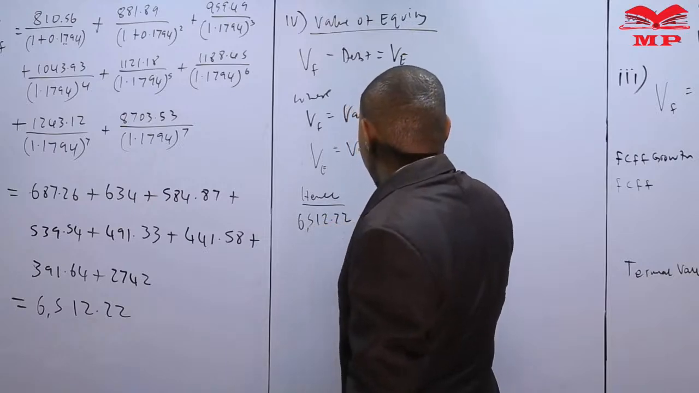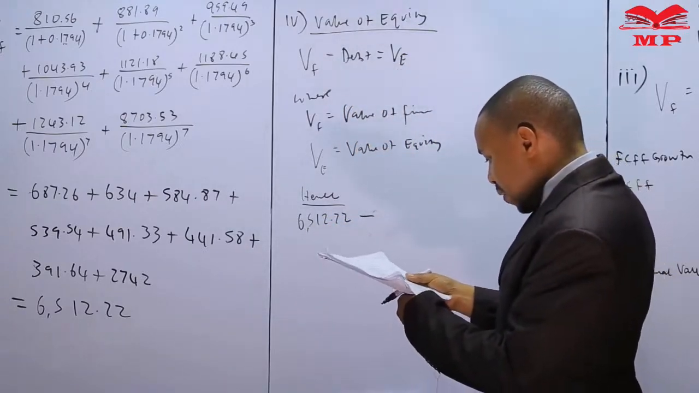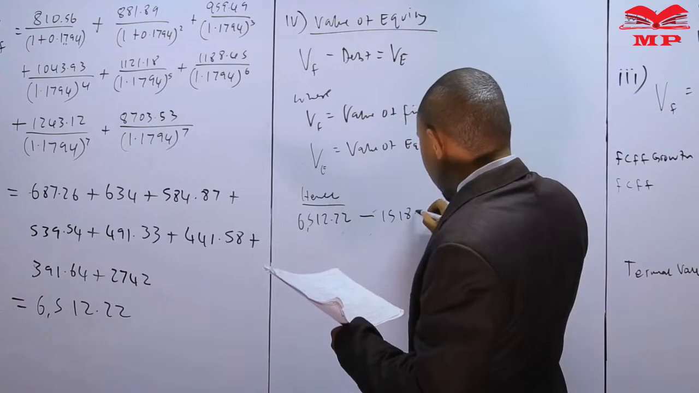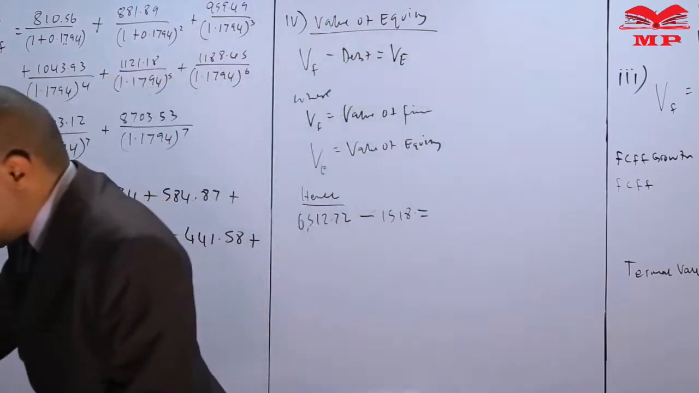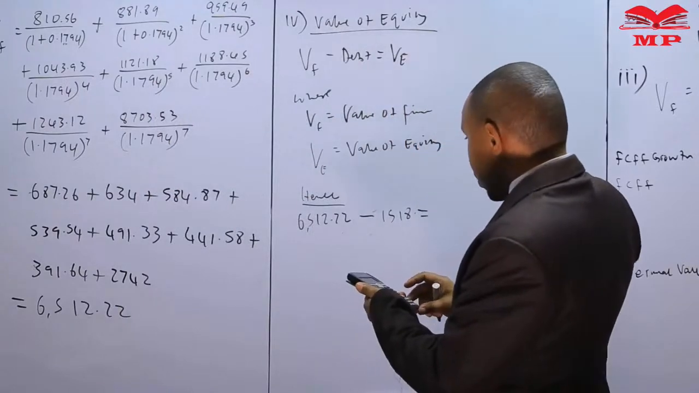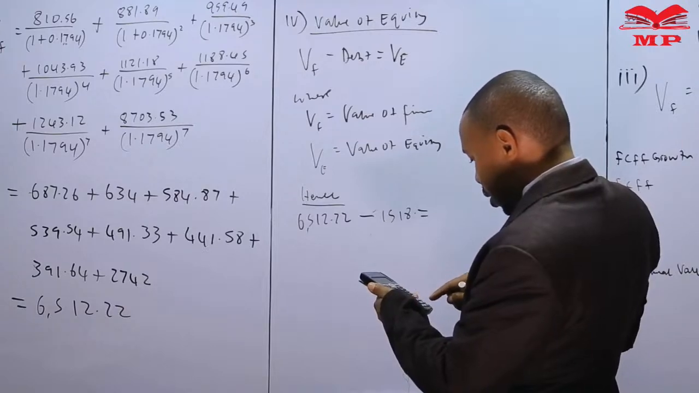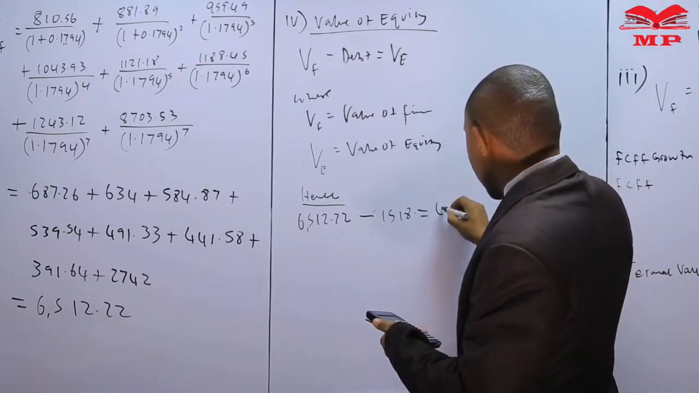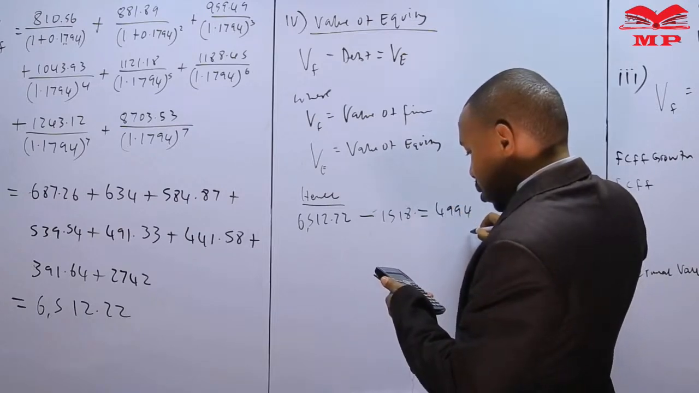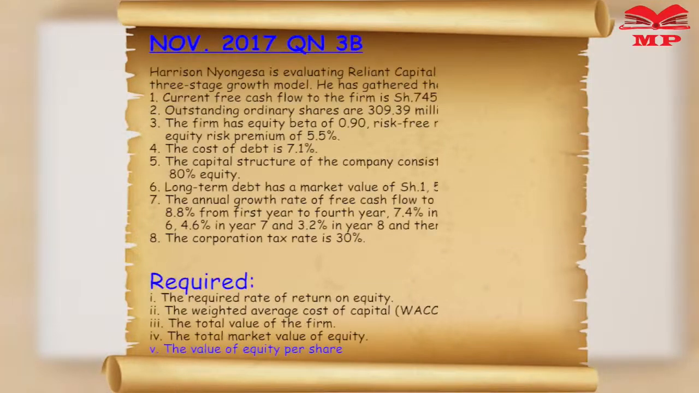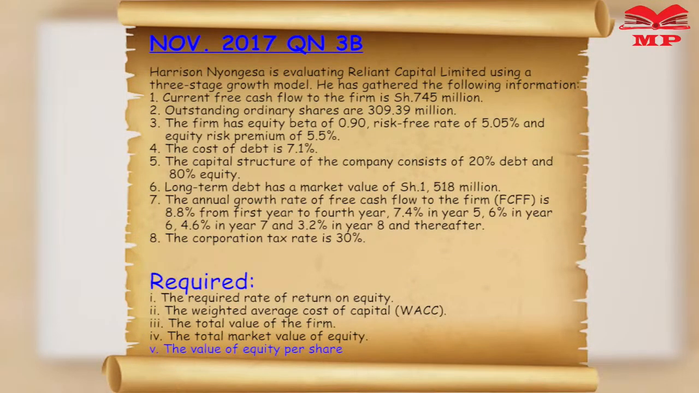So the value of the firm, which is 6512.22, minus the debt value. We've already been given the long-term debt is 1518 million. How much do we have as the value of equity? So 6512.22 minus 1518. We have 4994.22.